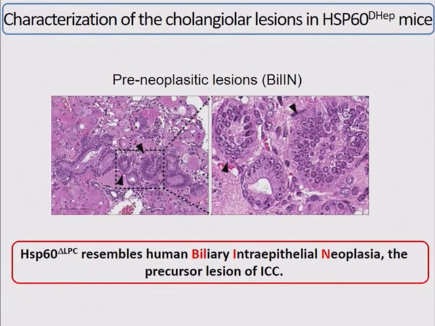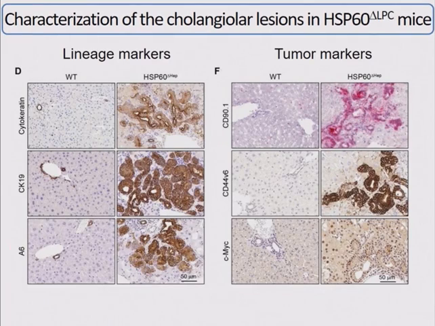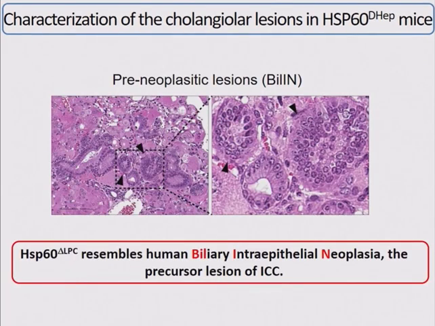So these biliary intraepithelial neoplasias that we have seen in the mice are actually reminiscent of those that you have seen this morning with different stages. It is very difficult to define stages that are congruent to the human situation, but it turned out that indeed there are these BINs to be found.